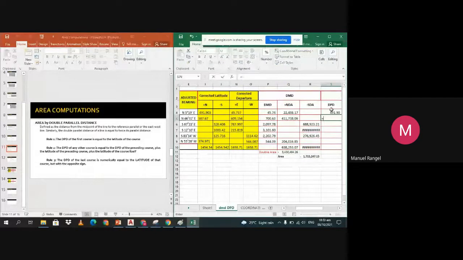DPD is equal to DPD plus the latitude of the preceding course plus the latitude of the course itself. Okay. So next, that is in negative south.